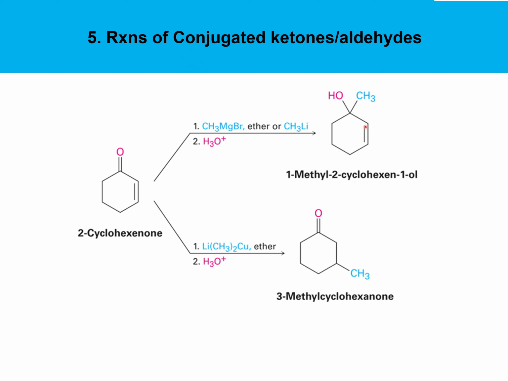Notice the double bond is intact in the direct addition, while in the conjugate addition, which is what we get with cuprates, we get an addition to the beta carbon, and the carbonyl is the one that is intact.